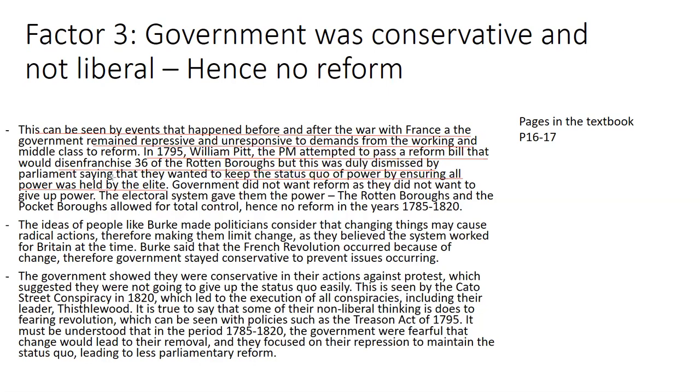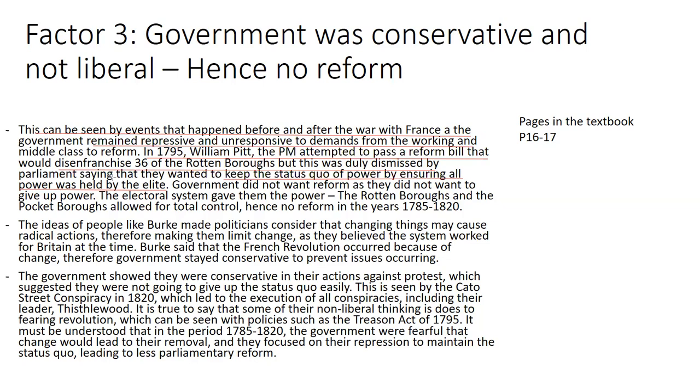Now, you also had people that created texts that made the government think that they were doing right. So people like Edmund Burke made politicians consider that changing things may cause radical actions. With his work, he said that if the government were to give people power, the people would respond by turning on them. The government genuinely believed that the system they had was working. And Burke said that the French Revolution occurred because of change. So the government stayed conservative to prevent issues occurring. So that's another reason why reform didn't occur.